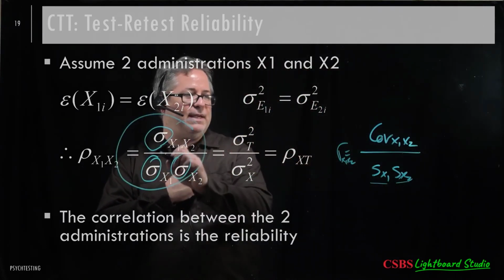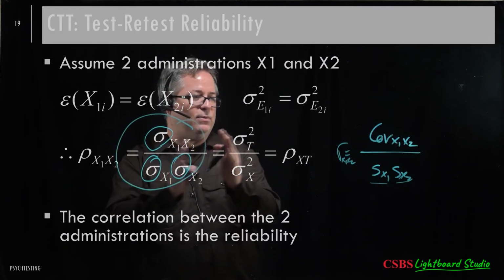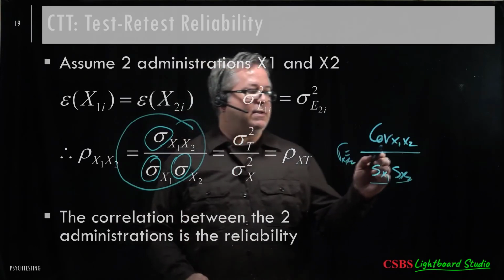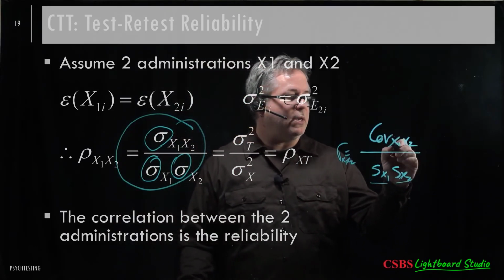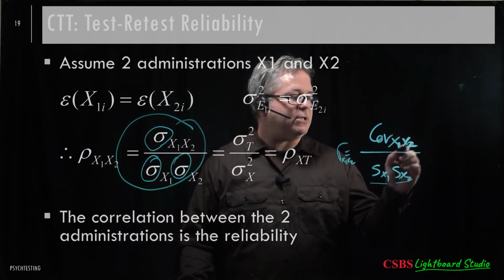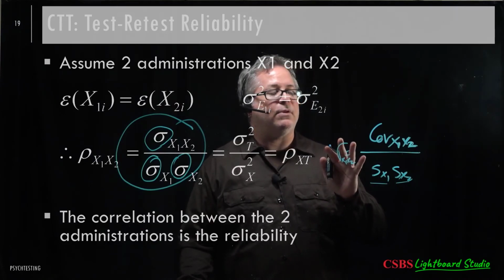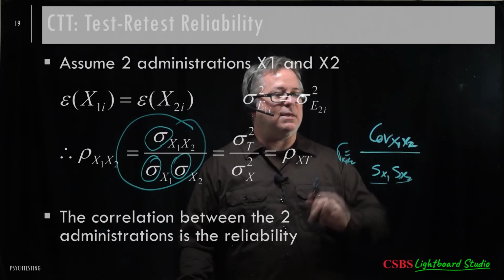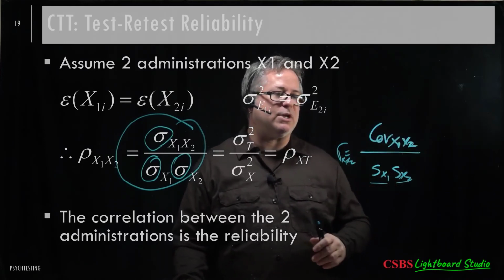How do we go from here to here is sort of a theoretical leap. What this is saying is the covariance, so let me ask it a different way. Why would x1 and x2 be related? What's driving the relationship between x1 and x2?